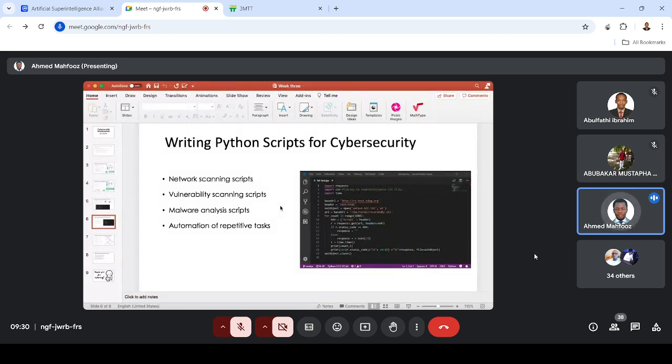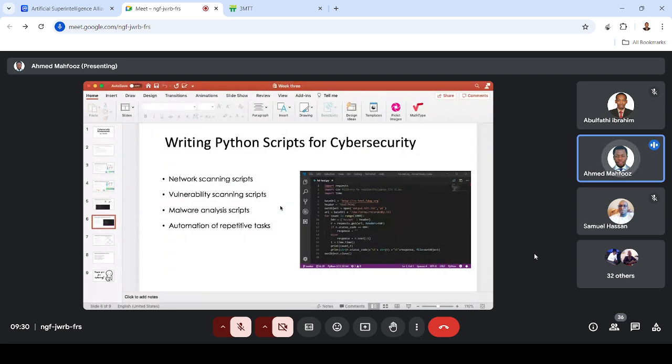We can also have a simple script for malware analysis. And we can have a script, this is the last one, which is mostly used to automate a repetitive task. That's to automate our tasks. Just imagine, maybe you're working in the bank.